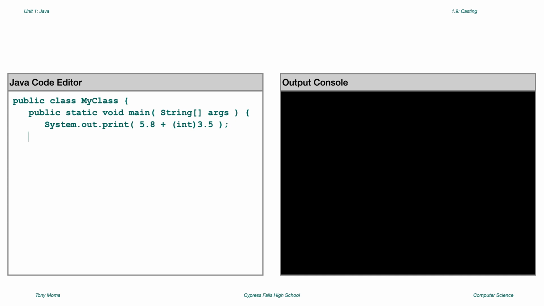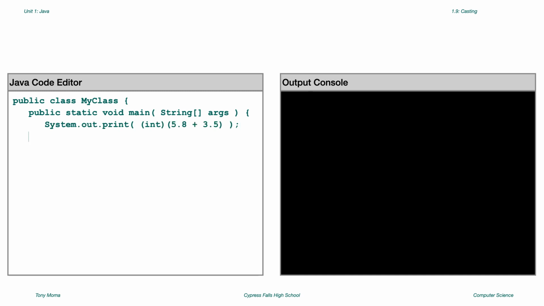Now consider this print example. We're using the same values as before, but now instead of casting 5.8 to an integer, we're casting 3.5 to an integer. As mentioned earlier, casting takes precedence over addition, so before we add anything, we must first cast 3.5 to an integer. Whenever you cast a double to an integer, it gets truncated, thus 3.5 becomes 3. Now that the cast has been performed, we can now do the addition. 5.8 plus 3 gives us 8.8, thus 8.8 gets printed to the screen.